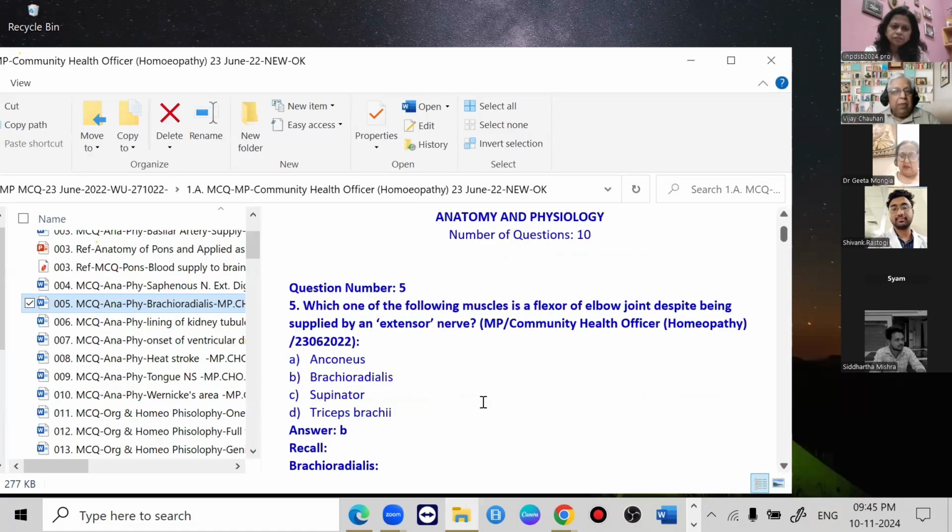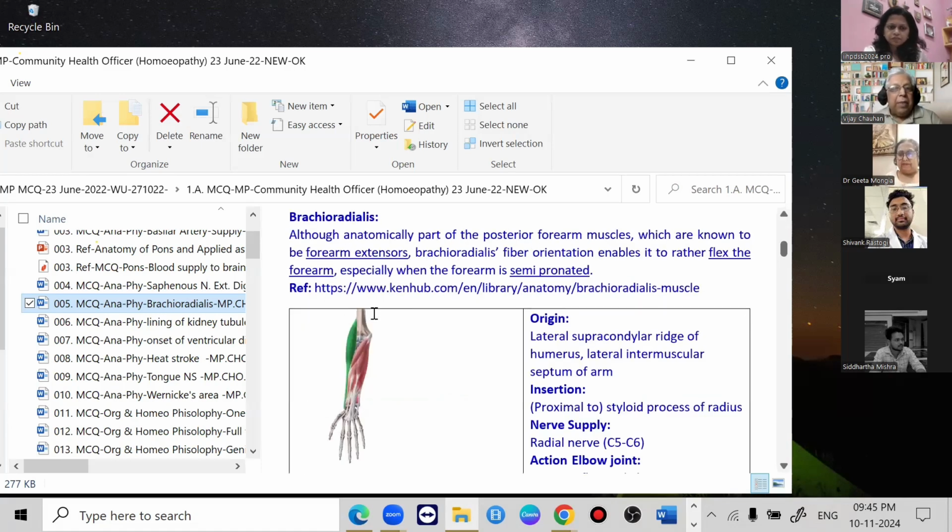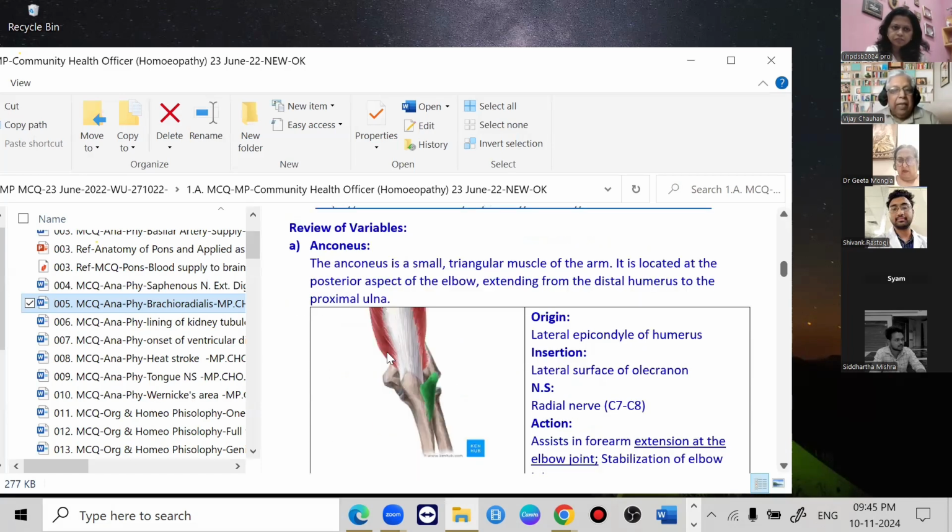करता हूँ. ये देखिए, ये ब्रेकियोरेडियलिस का जो आंसर था हमने देख लिया था. ये वाला हम देख रहे हैं एंकोनियस का. The anconeus is a small triangular muscle of the arm. It is located at the posterior aspect of the elbow. Can you see, extending from the distal humerus to the proximal ulna. ये डिस्टल ह्यूमरस, तो लोअर पार्ट ऑफ ह्यूमरस में यहां पर है, ये अल्ना पे जाकर के इंसर्ट हो रहा है. Origin lateral epicondyle of humerus, insertion lateral surface of the olecranon.